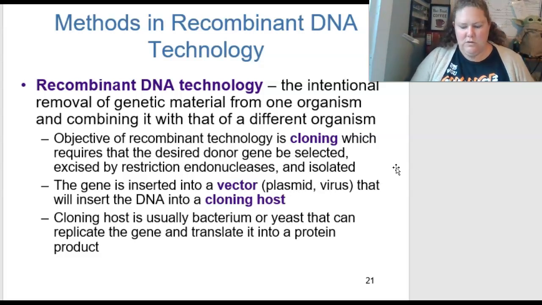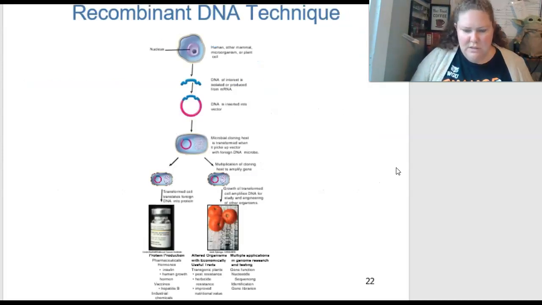Then the cloning host is usually going to be a bacterium or a yeast that replicates quickly and is very controllable, and the gene can then be translated into a protein product. So this would be an example of your recombinant DNA techniques. Let me pause and find this. This is figure 10.9, which is the overview of the methods and applications of genetic engineering. The practical applications of genetic engineering include the development of pharmaceuticals, genetically modified organisms, and identification techniques.